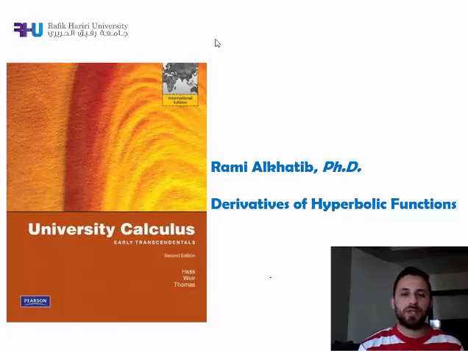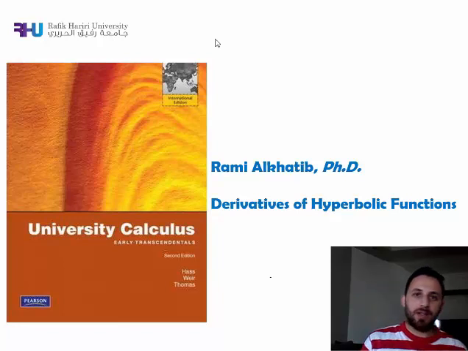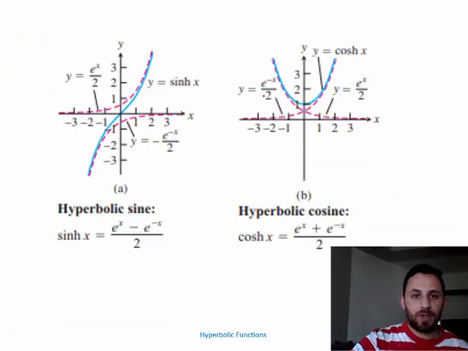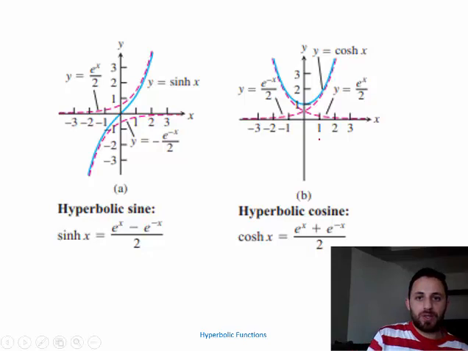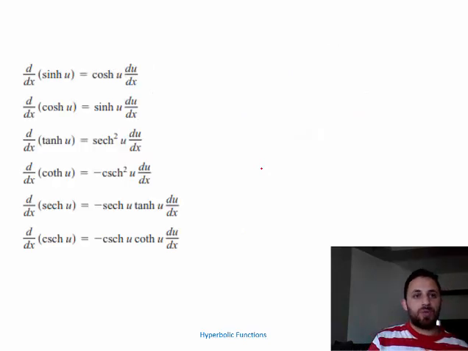Hello, in today's session we will continue our discussion about hyperbolic functions, and mainly we will tackle the derivatives of such functions. So we defined that the sine hyperbolic function is e^x minus e^(-x) over 2, while the cosh x, or cosine hyperbolic of x, is e^x plus e^(-x) over 2. And those are the drawings of the two main hyperbolic functions.